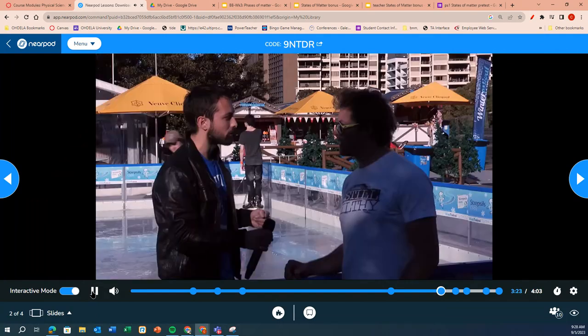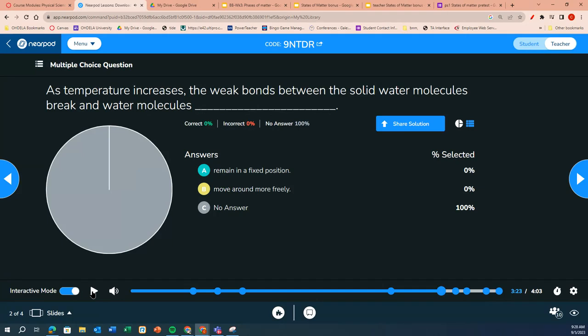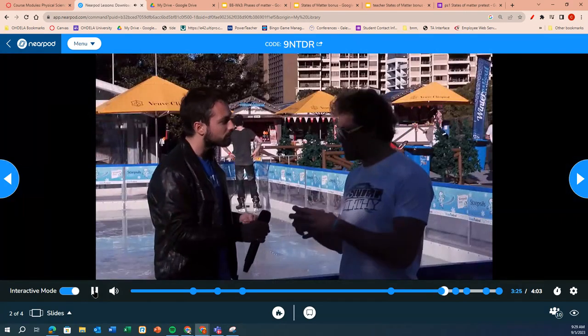That sounds right. All right, as the temperature increases, the weak bonds between solid water molecules break, and water molecules do what? Remain in fixed position, or move around freely. Yeah, you guys got it, move around freely. So the more energy they have, they break the weak bonds between the solid pieces, and then they move around more freely, and then it becomes liquid water. Okay, and we got two more people. Thanks, guys, for getting in there. They become separate and they are allowed to move around.